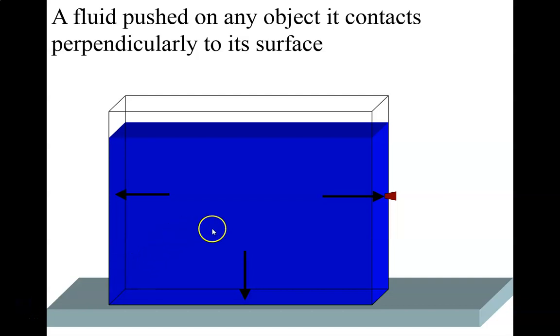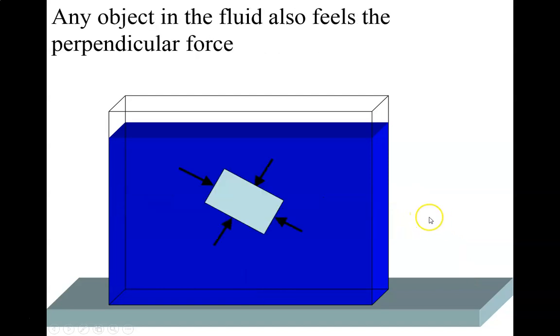A fluid pushes on any object that it contacts perpendicular to its surface. So for example, this container of water, this aquarium, the water pushes to the right at the right wall, perpendicular, and to the left at the left wall, and down at the bottom. Just to illustrate this, if I were to take a little cork out, the water would flow because there's pressure pushing the water and the wall to the right there.